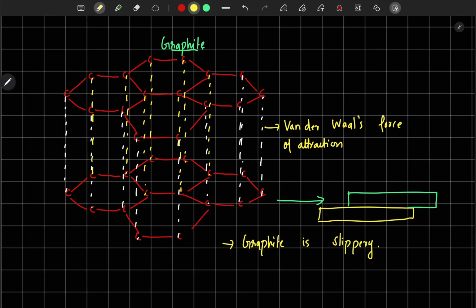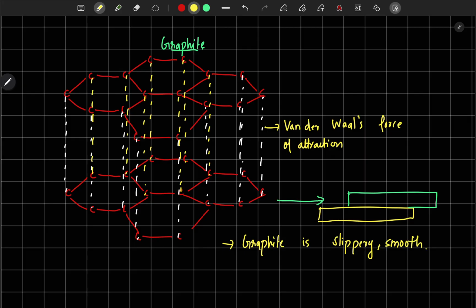This property is used in our pencil. When we slide the graphite in our pencil, these different graphite layers slide over one another, and these layers get adhered to the paper. That is why we are able to write with pencils. Pencil lead actually contains graphite. So graphite is slippery, and graphite is also smooth.